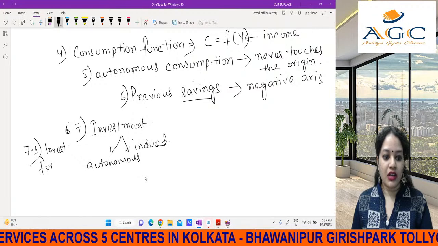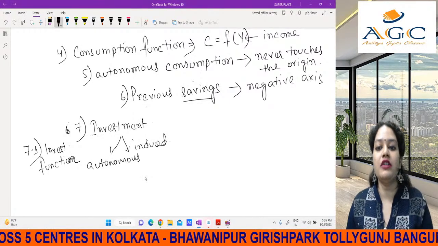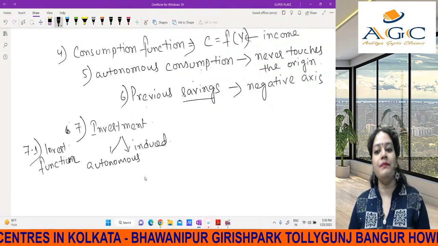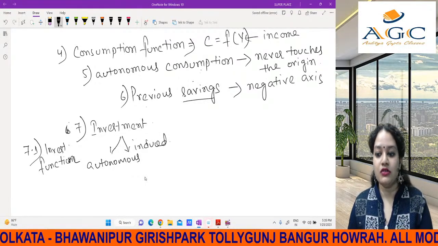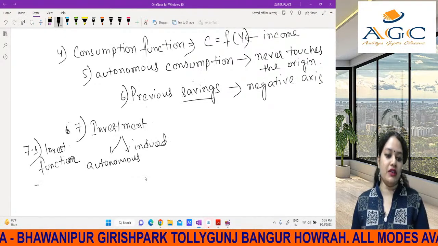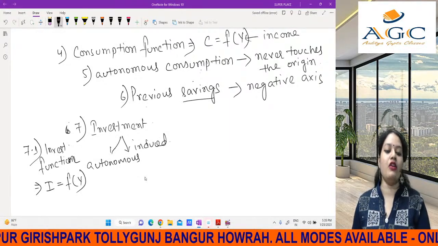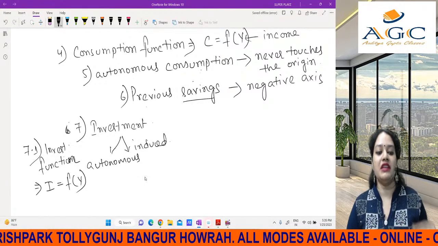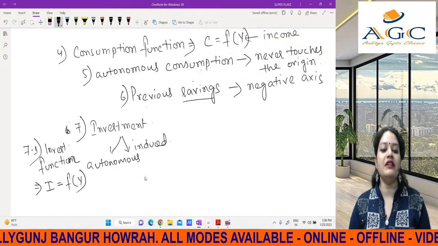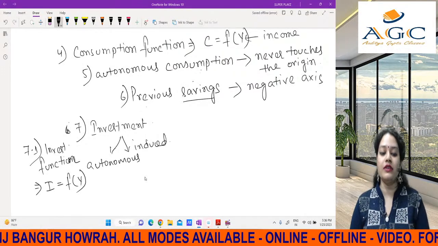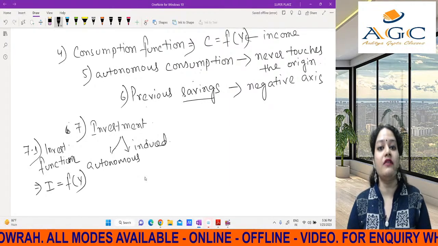Just as we did consumption function, there is something called investment function as well. In consumption function, what did we do? That your consumption is depending on your income. When your income increases, your consumption also increases, and when your income decreases, your consumption also decreases. Same for investment function. Your investment is also dependent on your income, because the business sectors are investing in their business, and when their income is increasing, their investment will also increase, and when their income is decreasing, their investment will also decrease.